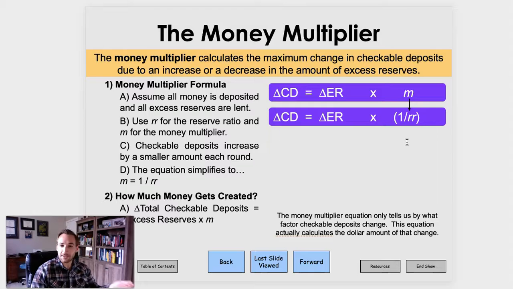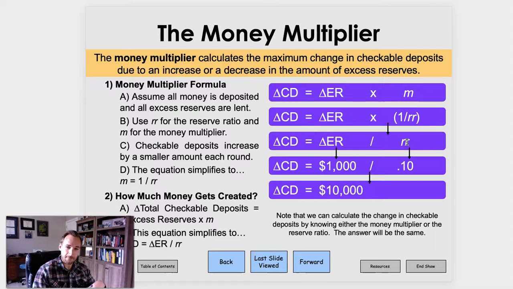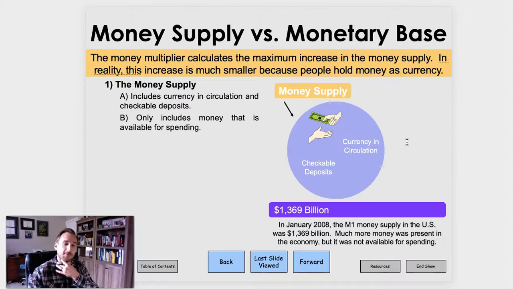So we can calculate how much money is created by looking at the change in checkable deposits. This is the amount of excess reserves times the money multiplier. Again, don't get too lost in this. We'll practice with it here coming up.